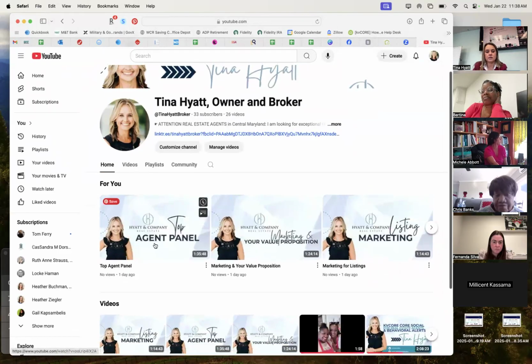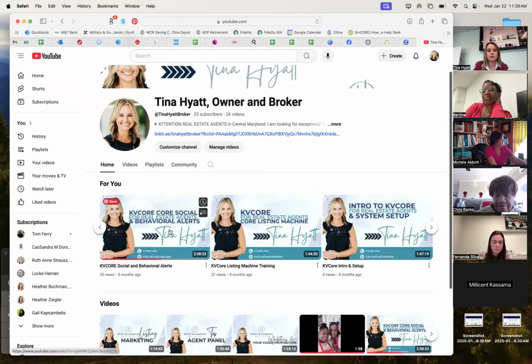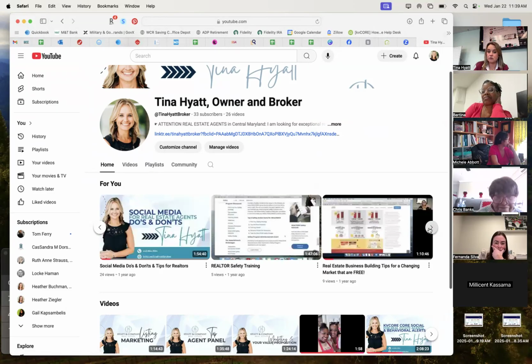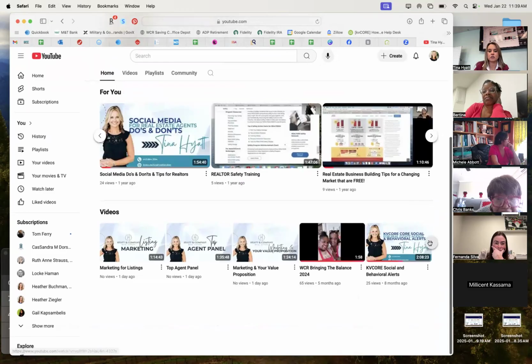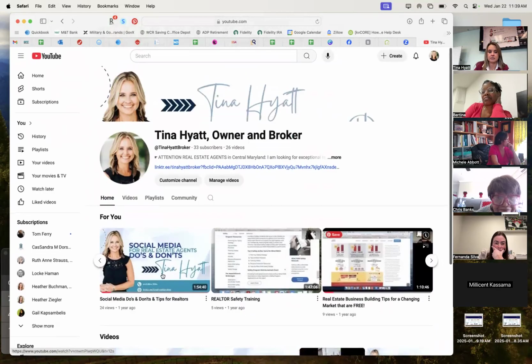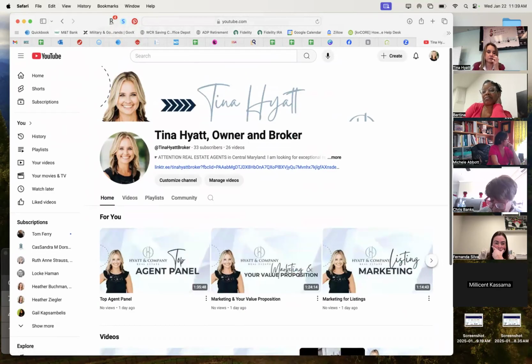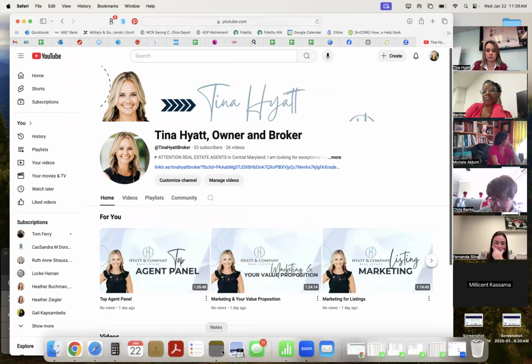There's our top agent panel, marketing and your value proposition. There's listing marketing. Here's KVCore social, listing machine. That was an older one that I taught. Here's KVCore system setup, intro to KVCore and system setup. I have not yet uploaded the transition class, but if I have that recording, I'll look for it and I can upload that as well.